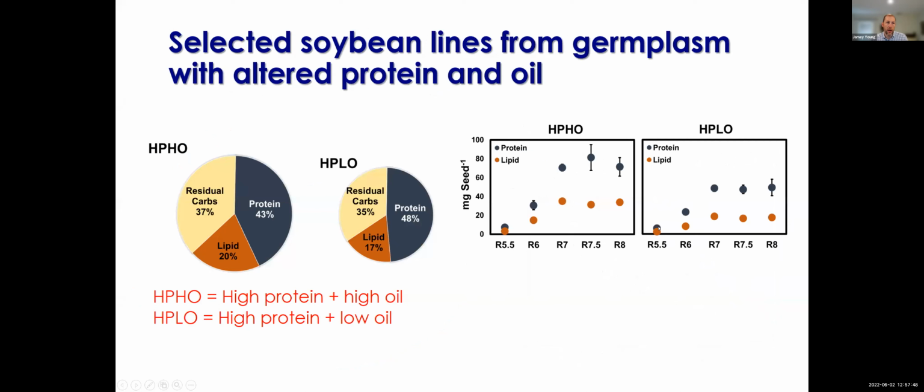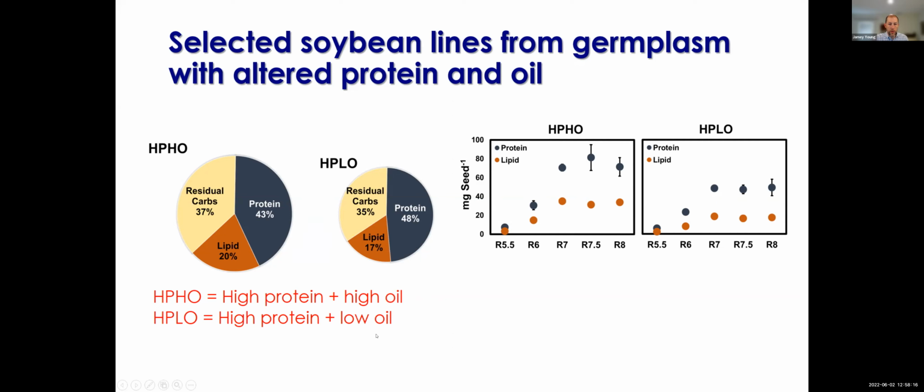And so for this test case, we've selected soybean lines that have altered protein and oil content in their seeds to allow us to compare those two varieties. So we have one that we call high protein plus high oil. So the total seed content is elevated in both protein and lipid.